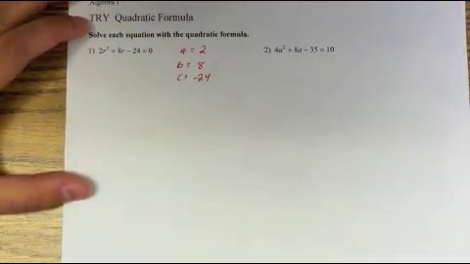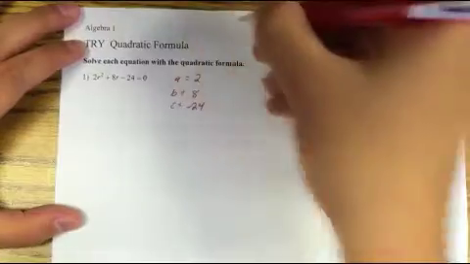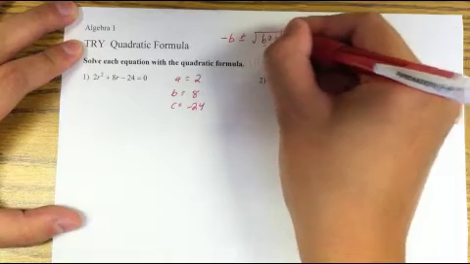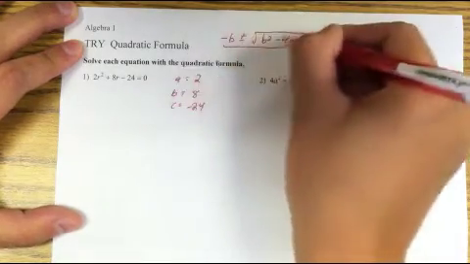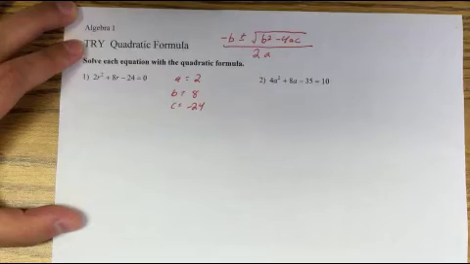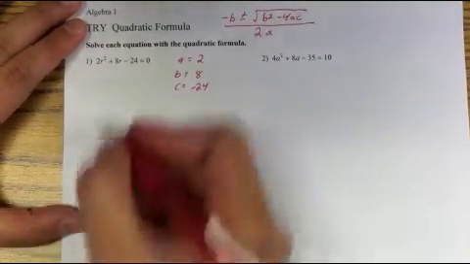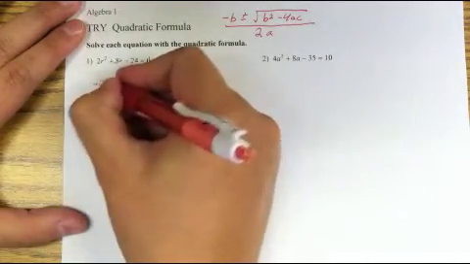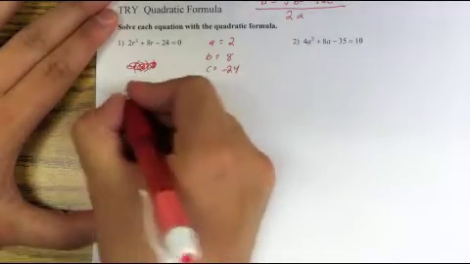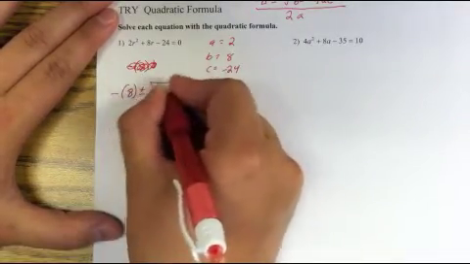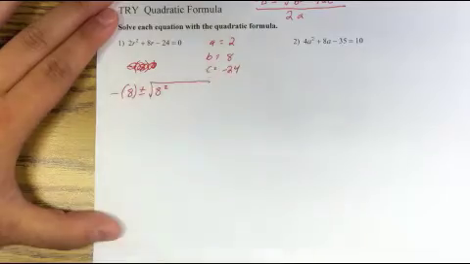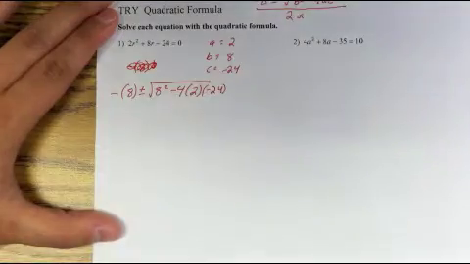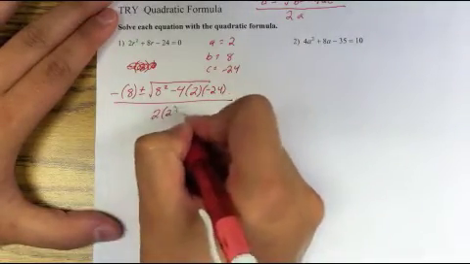The quadratic formula, I'll put it down here for you guys just to make sure you have it, is negative b plus or minus the square root of b squared minus 4ac all over 2a. So let's start substituting in. I have negative 8 plus or minus the square root of 8 squared minus 4 times 2 times negative 24 divided by 2 times 2.